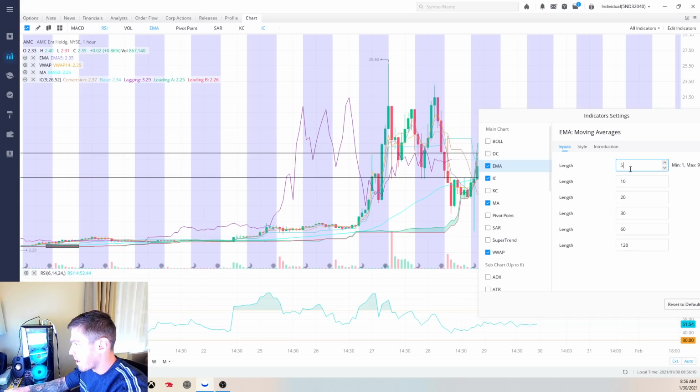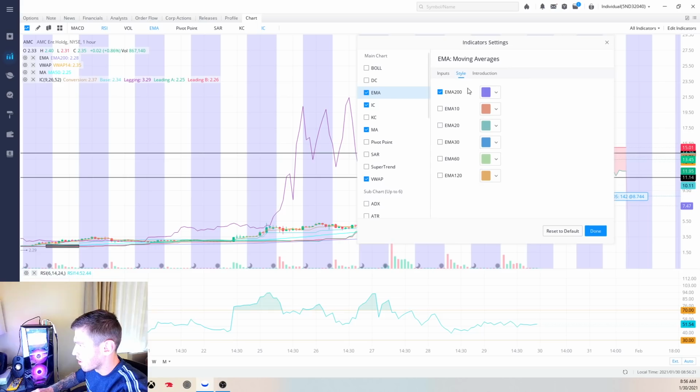So with a 5 period EMA, you can see the huge spikes here. A 10 period EMA changes, a 100 period EMA changes as well. I use a 200. That's my typical go-to, so I will leave it set as such. And then you can change the style, right? You can have multiple different EMAs if you wanted.